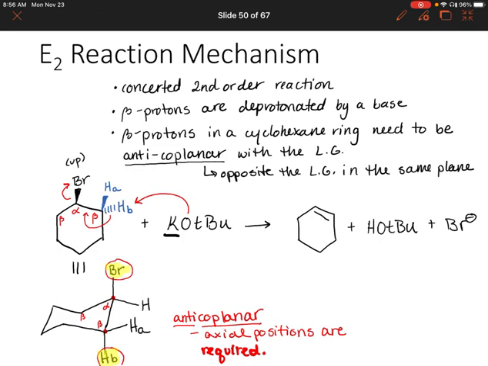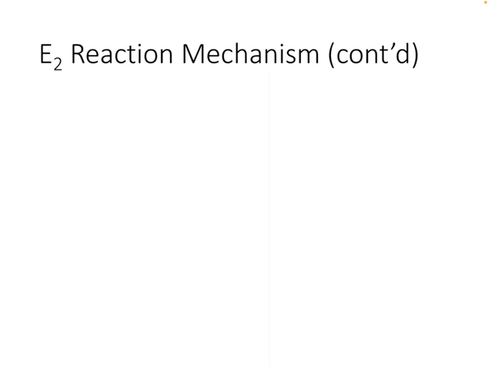Okay, so let's look at another problem. Let's get a little more practice here. Let's say we have just a generic leaving group. And I'm just going to put an R group, an alkyl group, off to the left. So you can kind of ignore that side of the molecule for now. And let's say that this reacts with just a generic base.